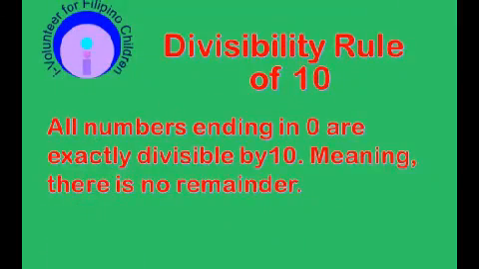Divisibility rule of 10. All numbers ending in 0 are exactly divisible by 10, meaning there is no remainder.